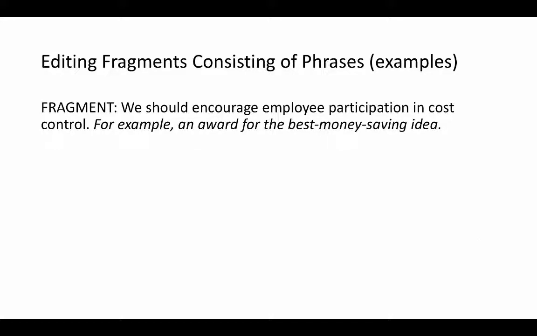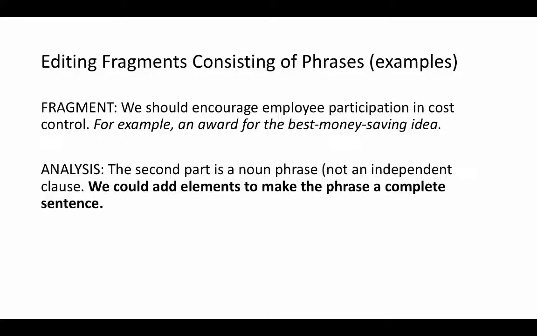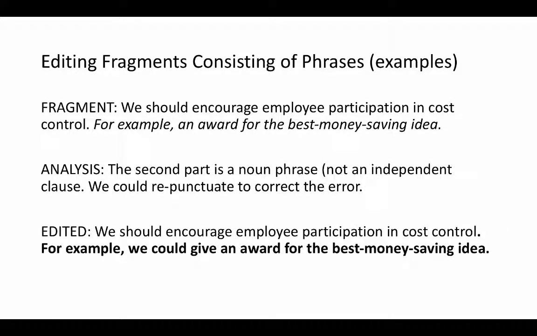Or we could do something else. We could add elements to make the phrase complete. For example, we could give, where the subject we has an action, give, and the award is the object of that action. So it makes it a complete sentence. These are two ways to edit fragments that consist of phrases, like a noun phrase, for example, an award.